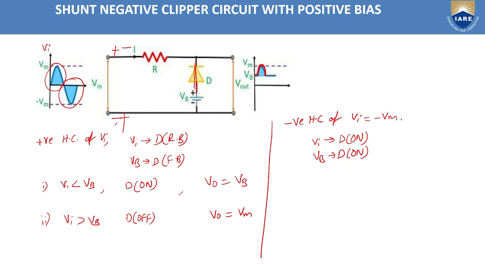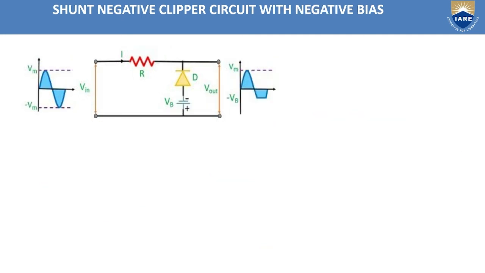There is no drop here. So that's why my output voltage is Vb. During the negative half cycle, my output voltage is the battery voltage I am applying, that is Vb. So this is the operation of the shunt negative clipper with positive bias.